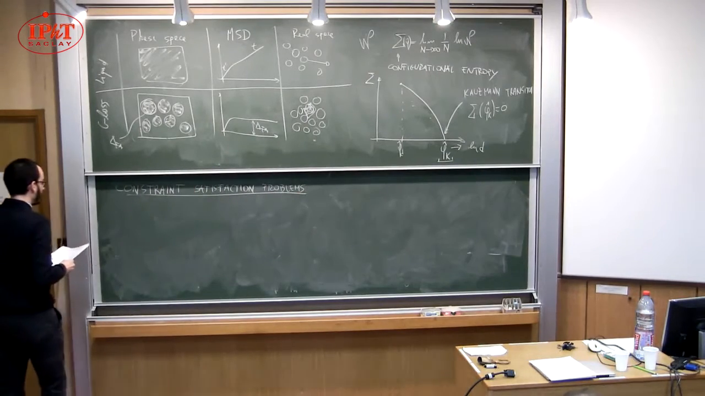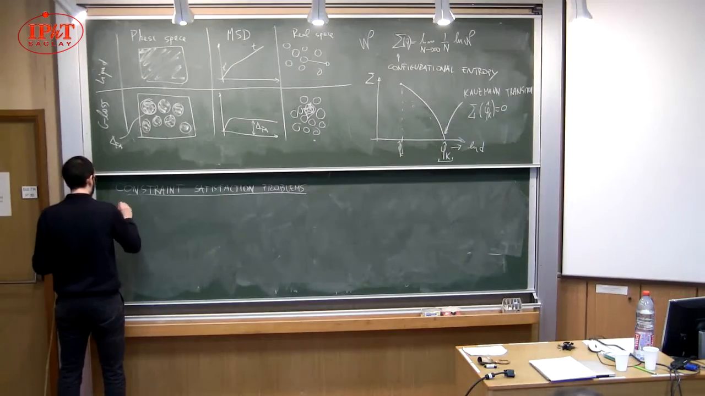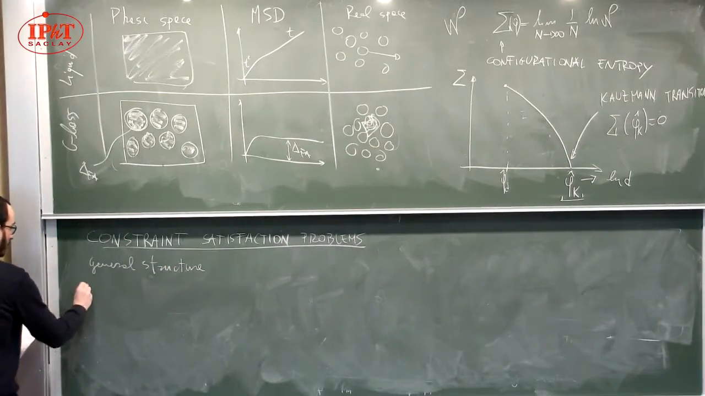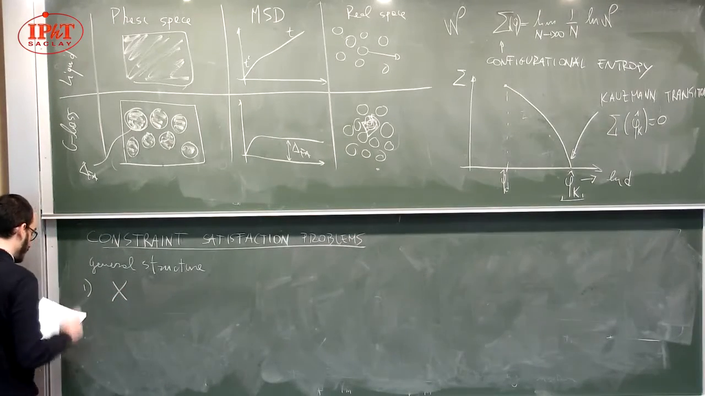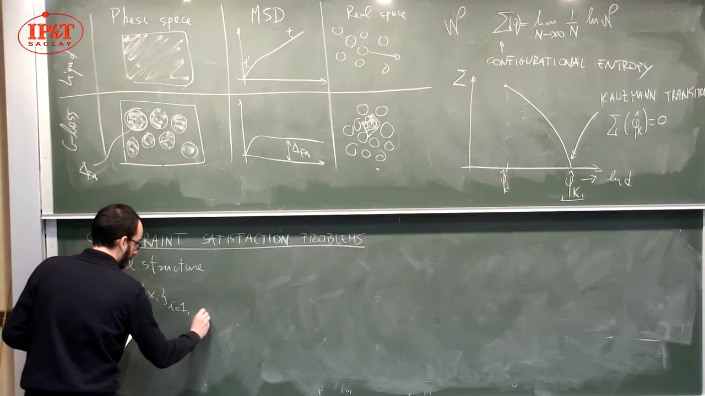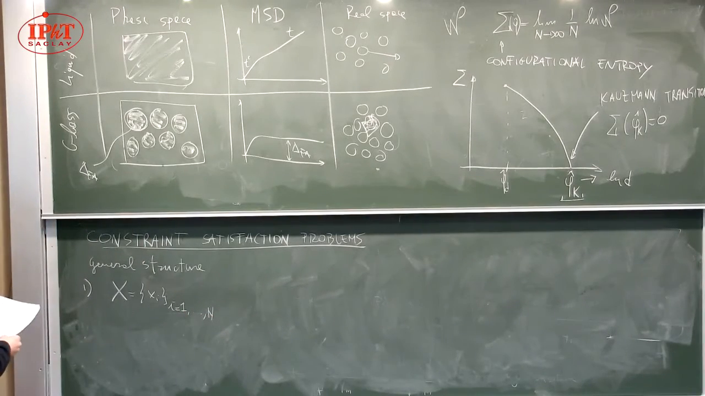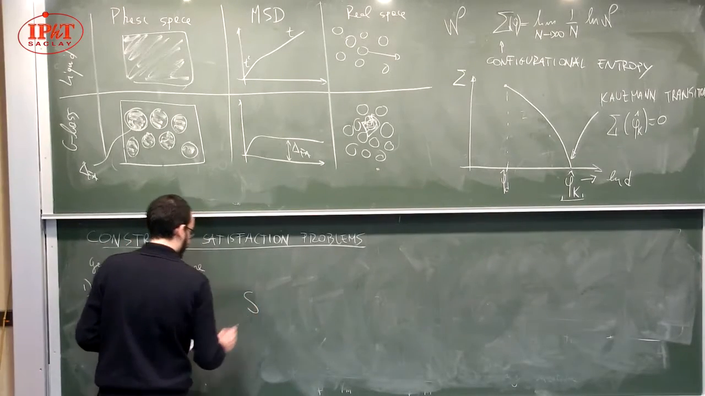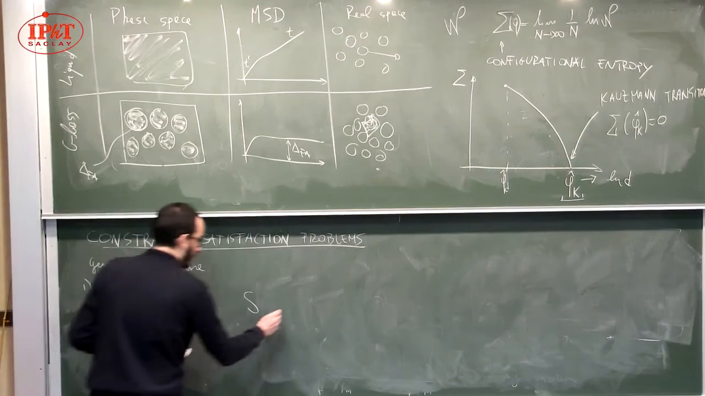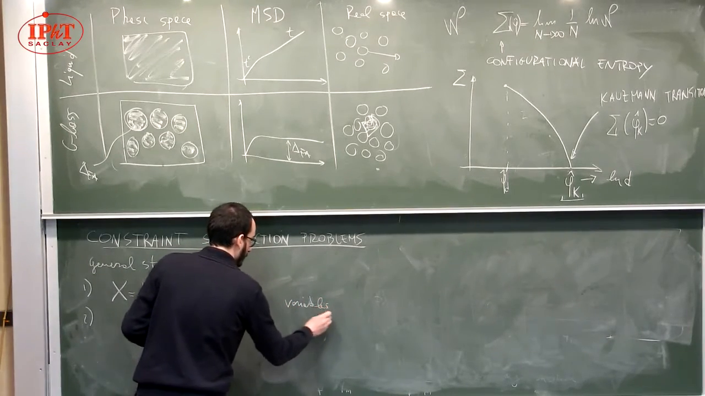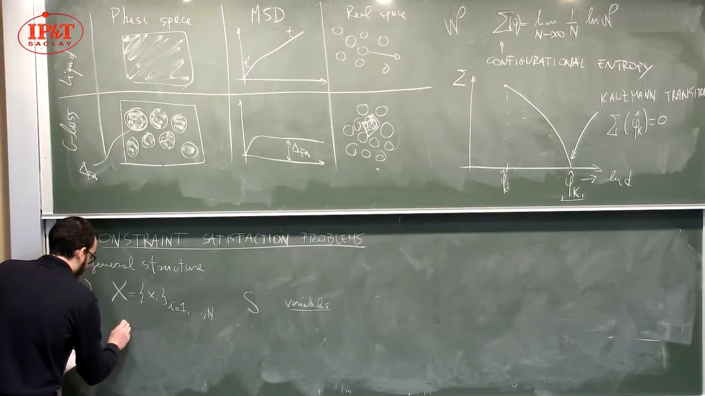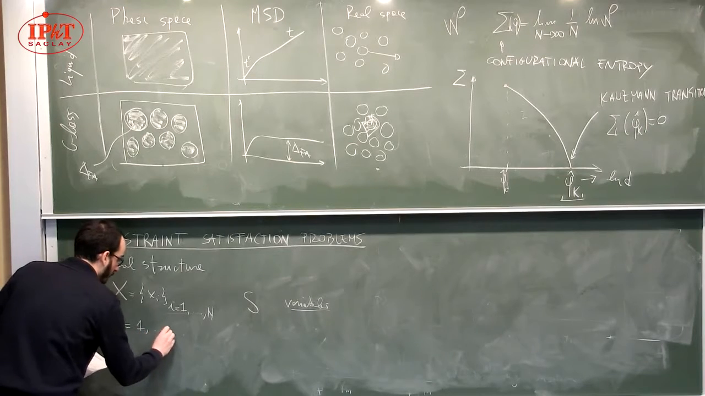Okay, so let me give the general structure of a constraint satisfaction problem. So you first need to have a set of variables. Let me call x the set of variables. And these variables take values in a given set, S. Okay. Then you define a set of constraints. So each constraint has an index alpha. So you have m constraints. So alpha goes from 1 to m.